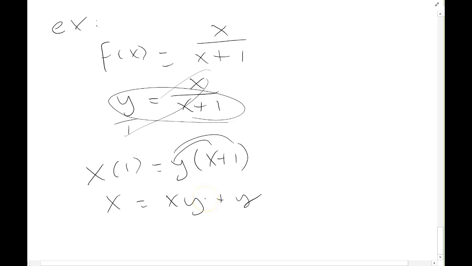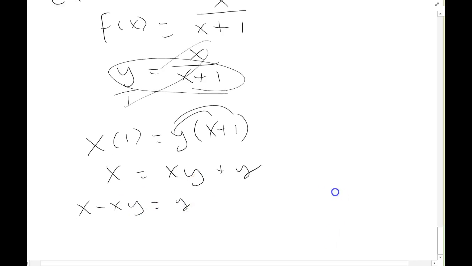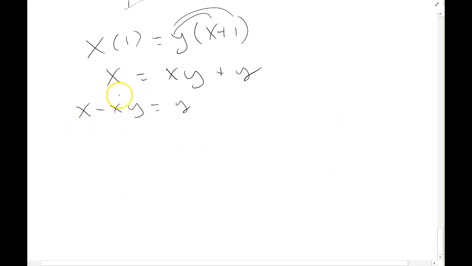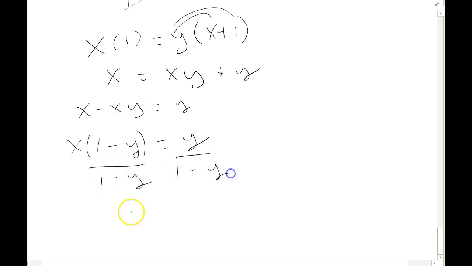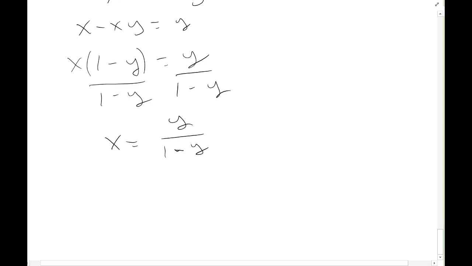And now I'm going to get the x's all on one side. And I notice here, since I have x's in each term, they contain a common factor of x, so I can factor that x off. And now if I divide both sides by 1 minus y, the x is finally by itself. And I've completed now step 1. Whew, that took a little bit of work, but still not so bad.